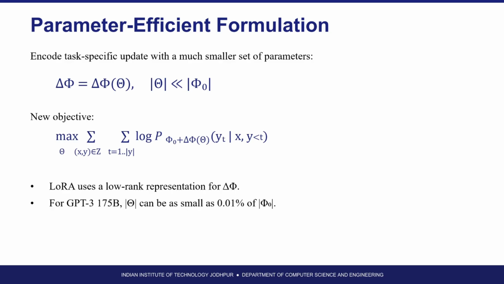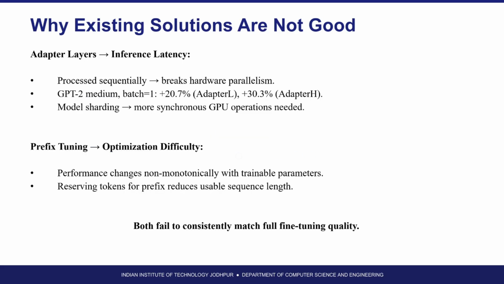Okay, that means we are adapting the model with just a tiny fraction of the original parameters. So now let's revisit why existing solutions are not good. Adapter layers introduce inference latency. They are processed sequentially, which breaks hardware parallelism. On GPT-2 medium with batch size 1, an adapter layer adds 20.7% latency.